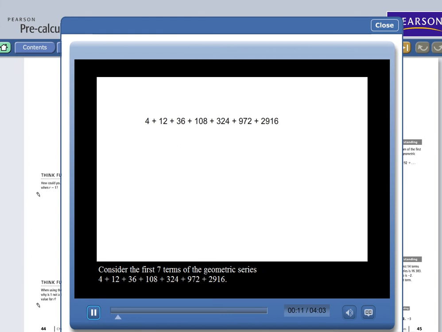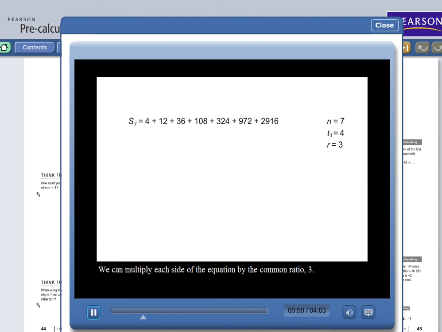Consider the first 7 terms of the geometric series 4 plus 12 plus 36 plus 108 plus 324 plus 972 plus 2,916. We want to determine the sum of these 7 terms, S7. There are 7 terms, so n equals 7. The first term, T1, is 4. The common ratio, R, is 12 divided by 4, which equals 3.